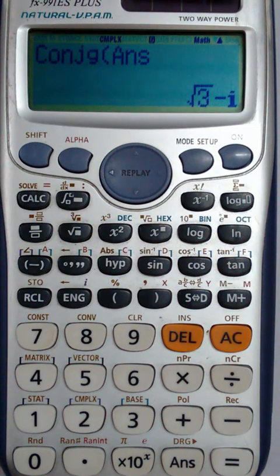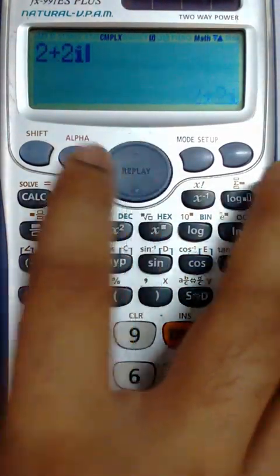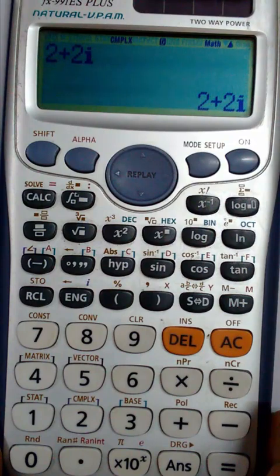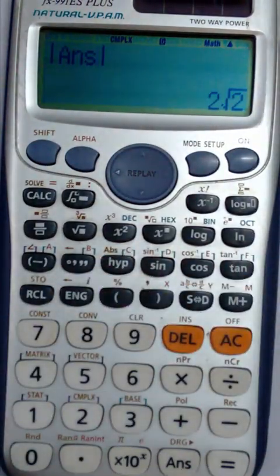Okay, if this expression is there, and I want to calculate the argument and the absolute value of this complex number, so how to calculate the absolute value of this number? Just shift absolute, answer, and 2 root 2 is the absolute value, meaning the root of 2 squared plus 2 squared, nothing but 2 root 2.